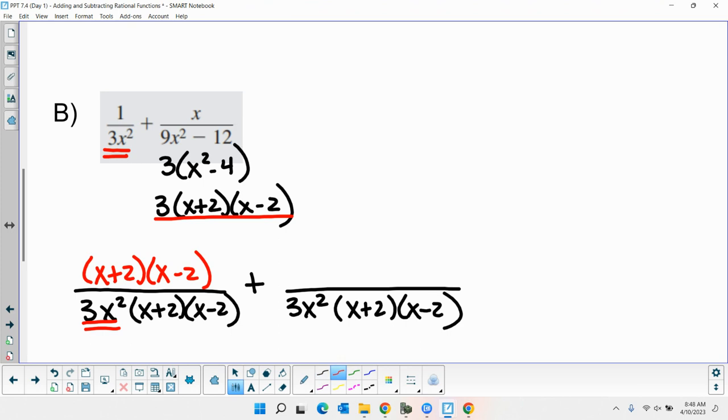So here's the 3. I see the 3. Let's do it in red. The 3. The x plus 2. That was already there. So what did I multiply that bottom by? What's different or extra? The x squared. So I have to multiply that x by the x squared. What is x times x squared? X cubed. You with me? Any questions?